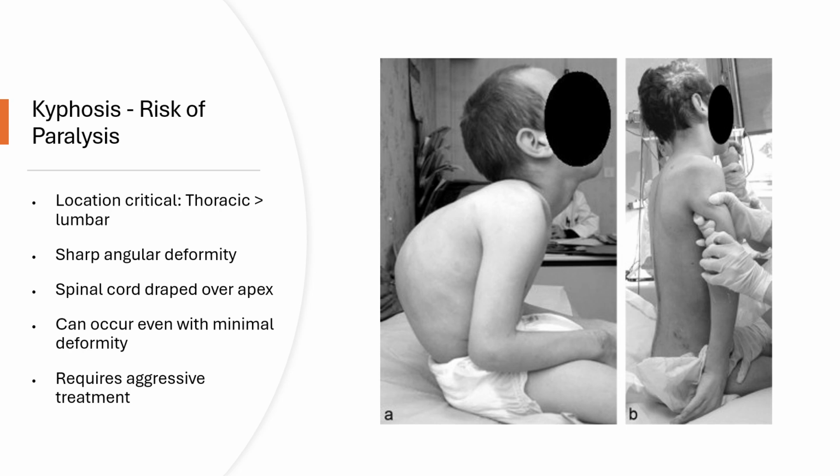Here's a sobering clinical reality. Paralysis can occur even with minimal deformity if the angulation is severe enough. This means that the appearance of the deformity doesn't always correlate with neurological risk. A relatively small but sharply angular kyphosis can be more dangerous than a larger, more gradual curve. This understanding explains why congenital kyphosis requires aggressive treatment, often involving early surgical fusion to prevent progression that could lead to irreversible neurological damage.